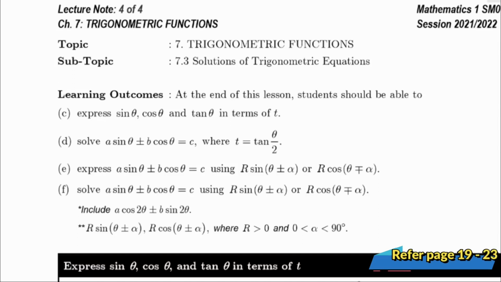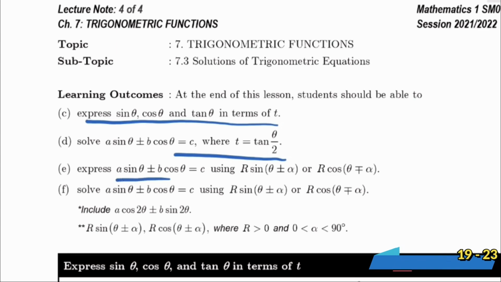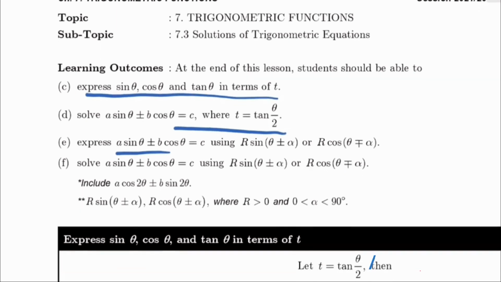Now we go through lecture 4 of 4, trigonometric functions. Subtopic: solutions of trigonometric equations. The learning outcomes: at the end of this lesson, students should be able to express sin theta, cos theta, and tangent theta in terms of t, and then solve a sin theta plus or minus b cos theta equal to c, where t equals tangent theta. And the last one, we express a sin theta plus b cos theta equal to c using r sin theta plus or minus alpha or r cos theta plus or minus alpha.